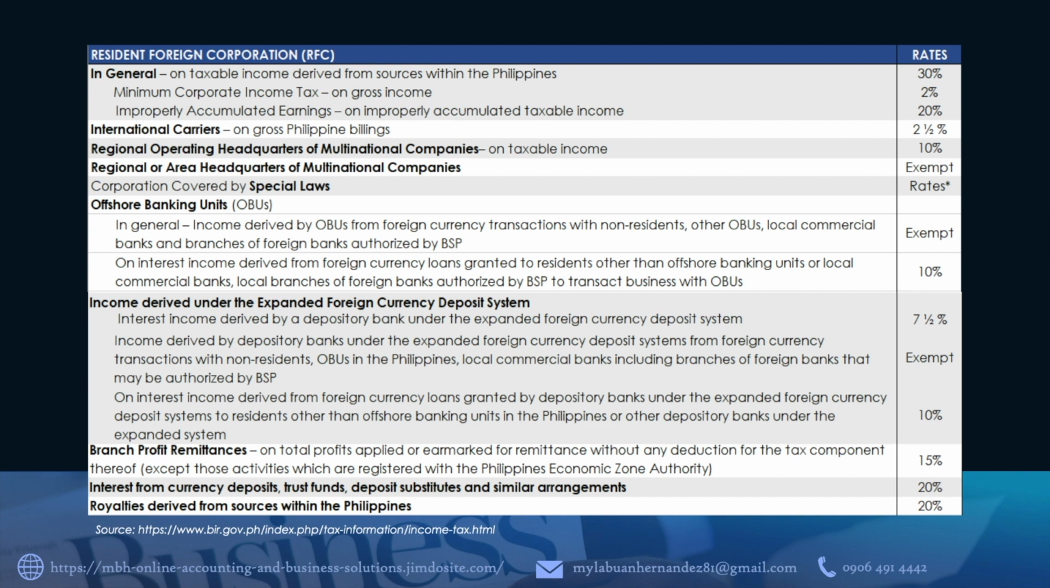Other taxable income of the resident foreign corporation includes the following: corporation covered by special laws, interest income derived by offshore banking units, interest income derived under the expanded foreign currency deposit system, branch profit remittances, interest from currency deposits, trust funds, deposit substitutes, and similar arrangements, and lastly, royalties derived from sources within the Philippines.